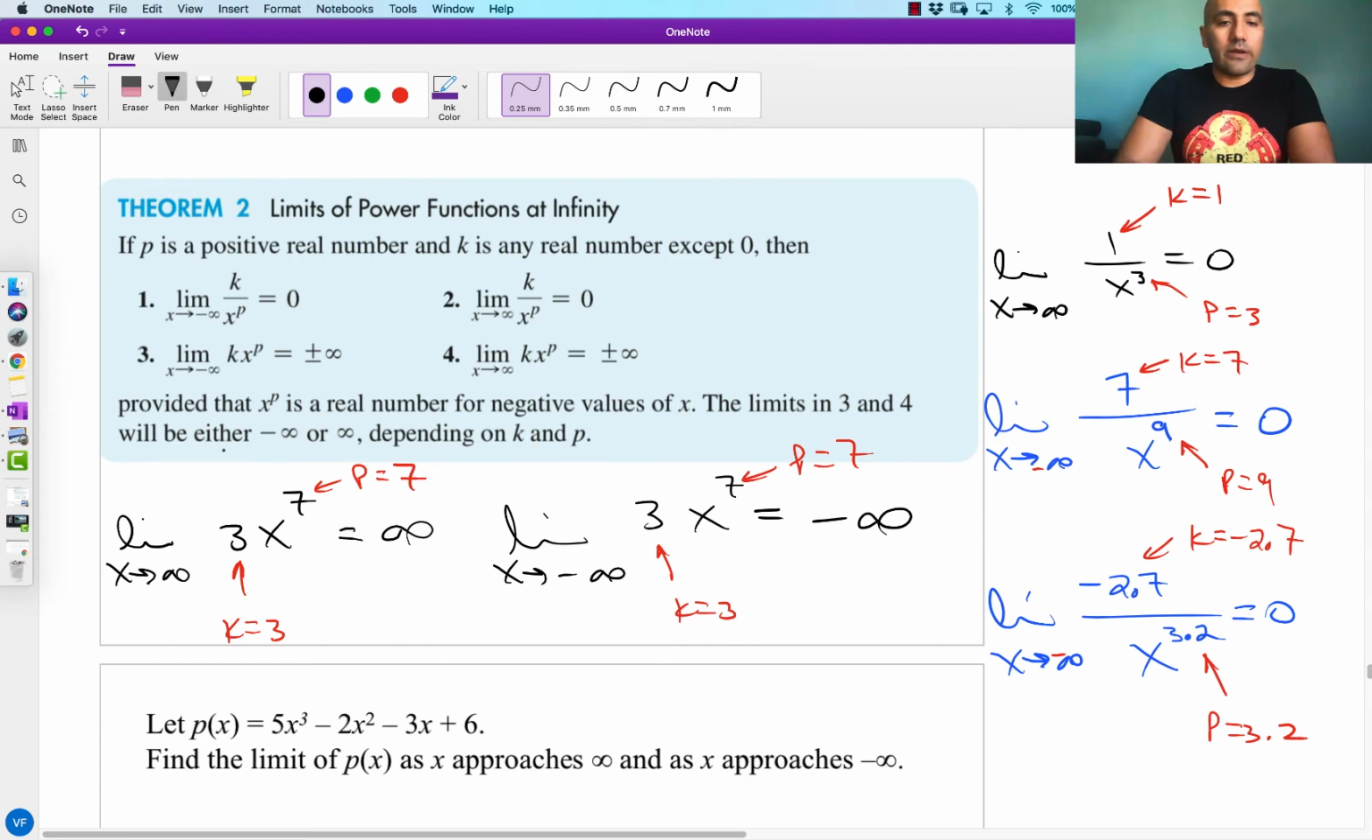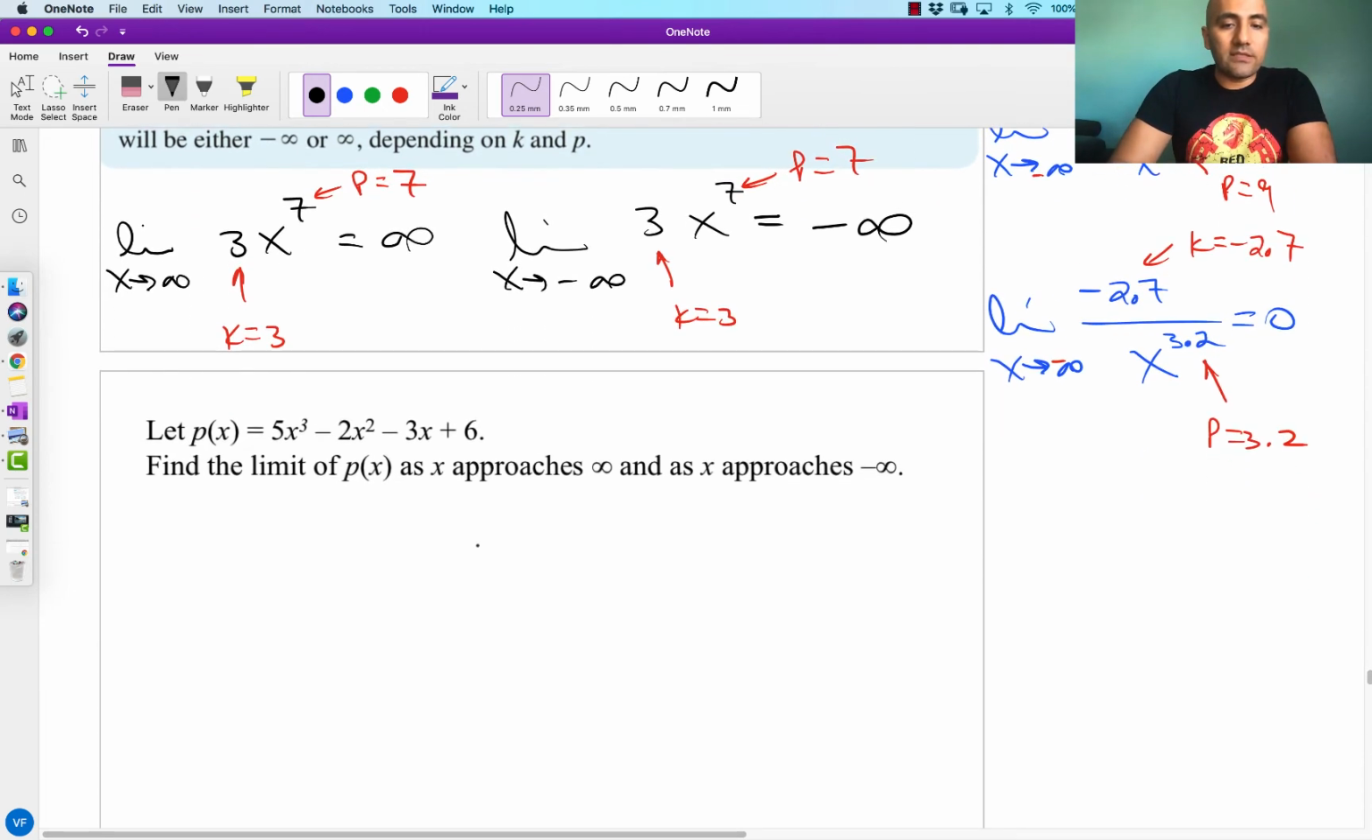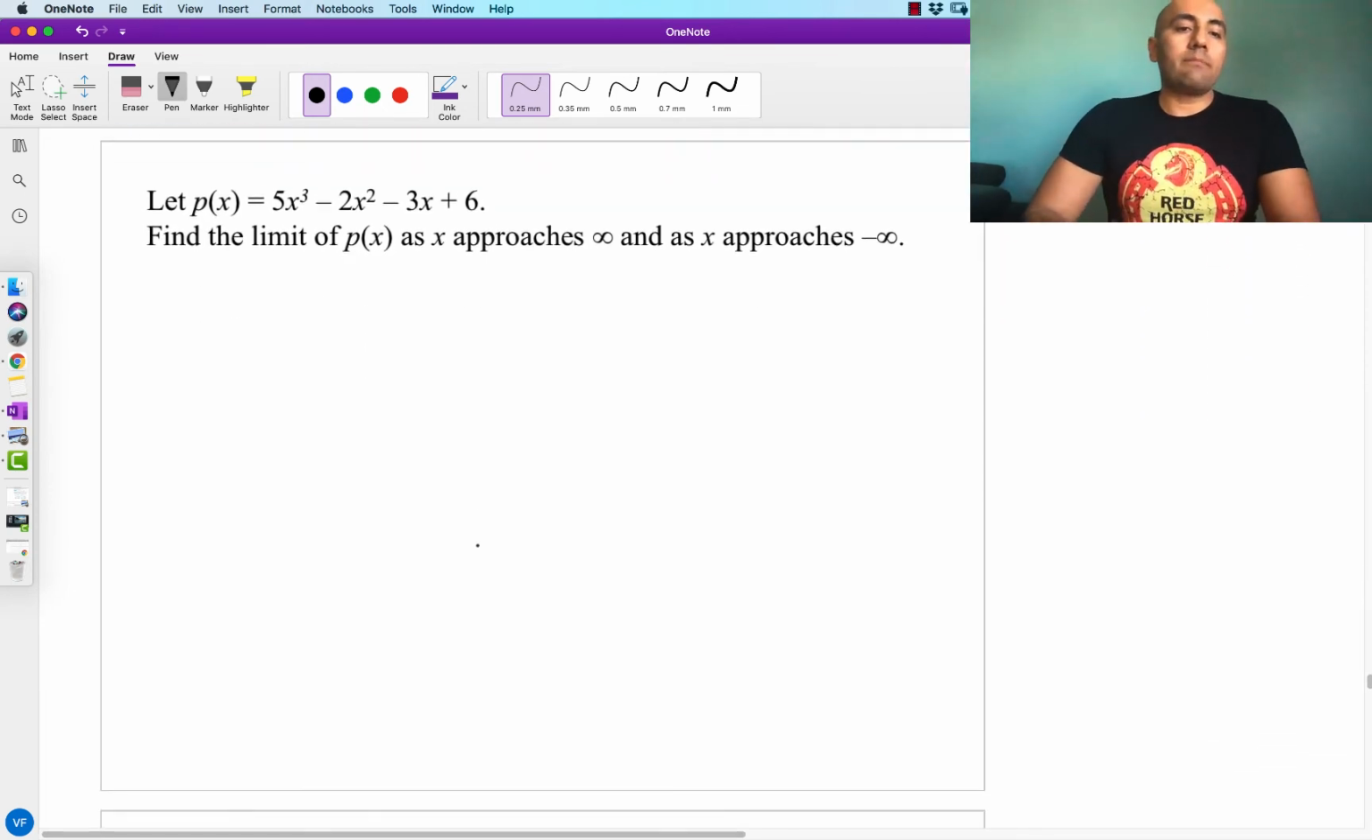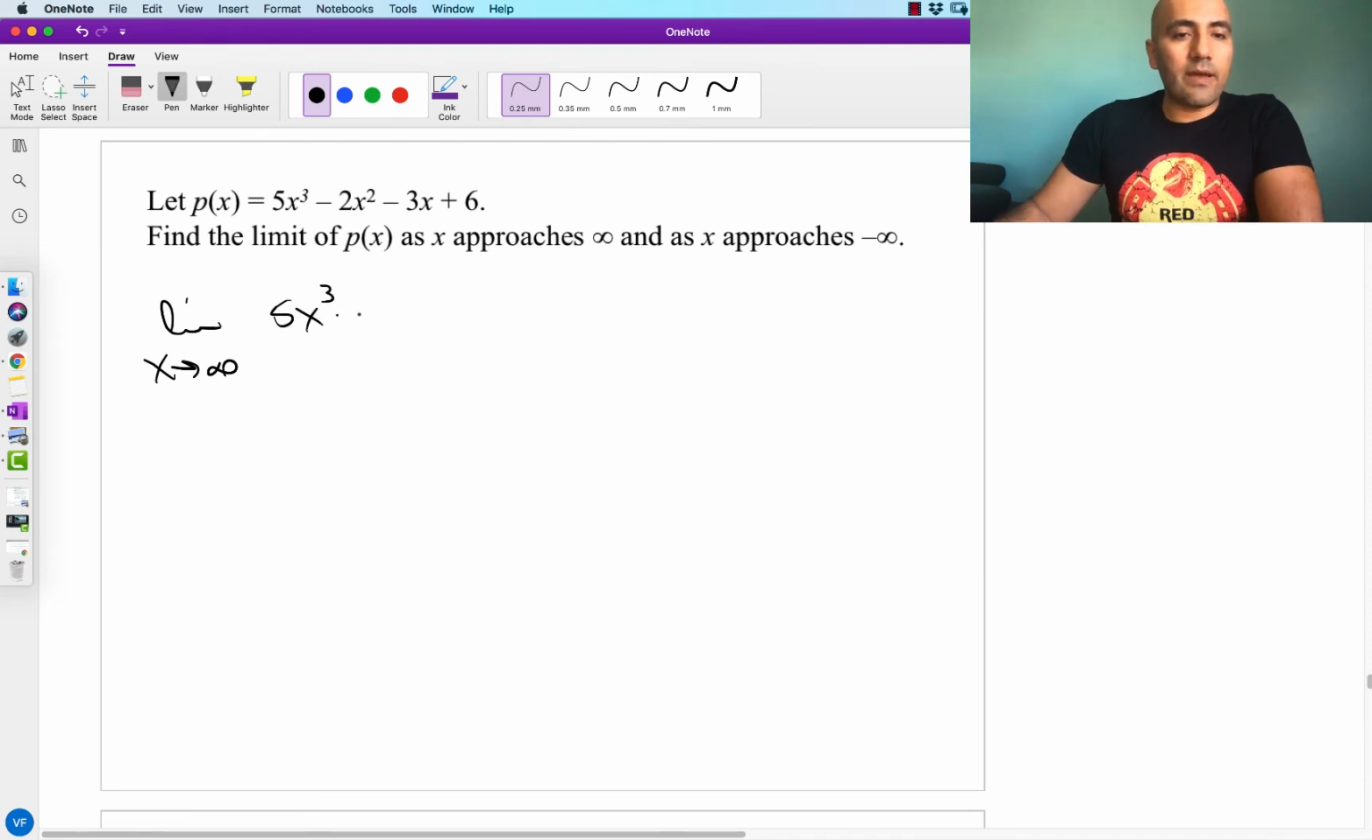Okay? All right. How does that all help us? Let's look at this example here. Let p of x equal 5x to the 3rd power minus 2x squared minus 3x plus 6. Find the limit of p of x as x approaches infinity, and as x approaches negative infinity. So the limit as x approaches infinity of 5x to the 3rd power minus 2x squared minus 3x plus 6.